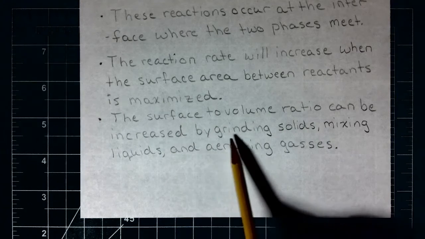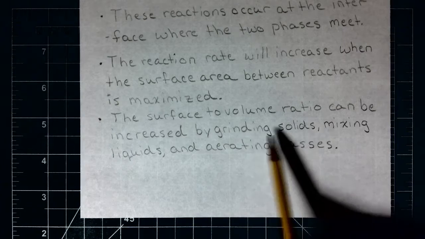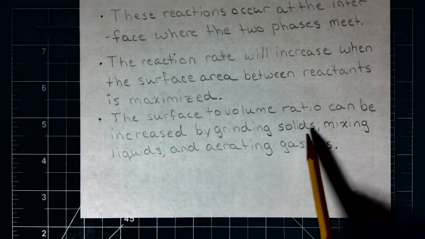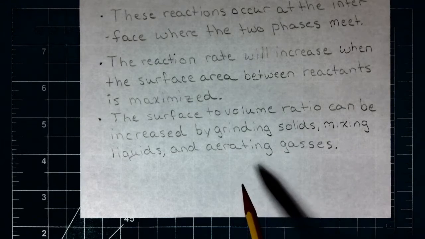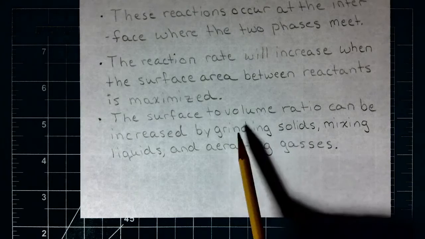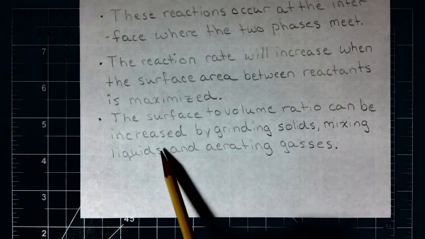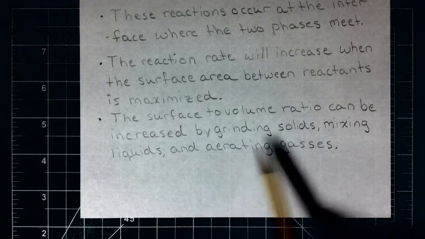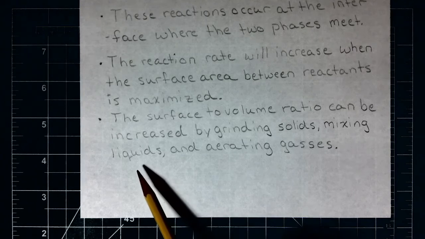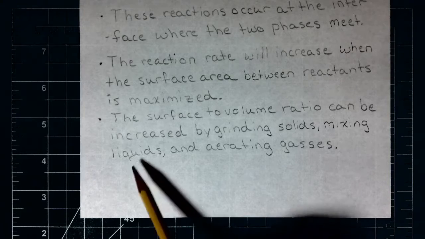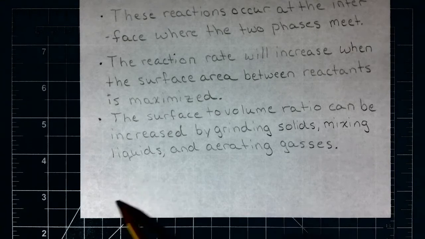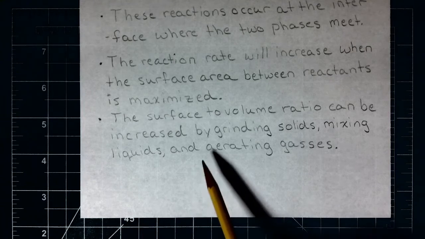This can be increased by grinding solids up, right? Exposing more of the inside of the solid to the other phase that we're trying to react it with. We can do this by mixing liquids. So if we had even two liquids that weren't going to mix together, that are reacting together, we can mix them together and disperse droplets of one in another.